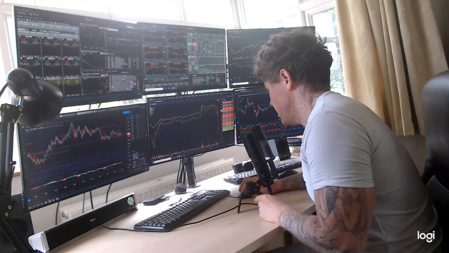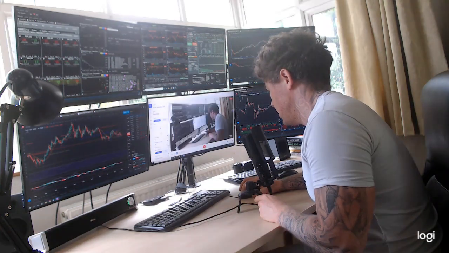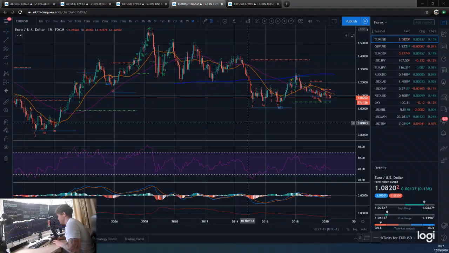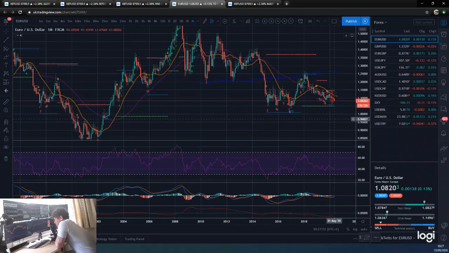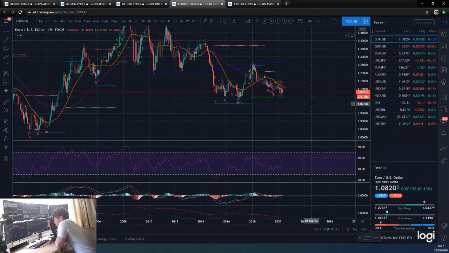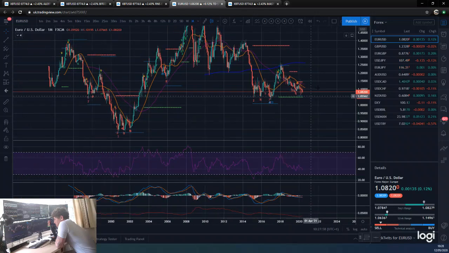So straight over to the charts. I did want to do a bit of a deep dive into this Euro US dollar, Euro USD, because I do think we're getting primed for a big move here, a big move to parity and quite possibly beyond.